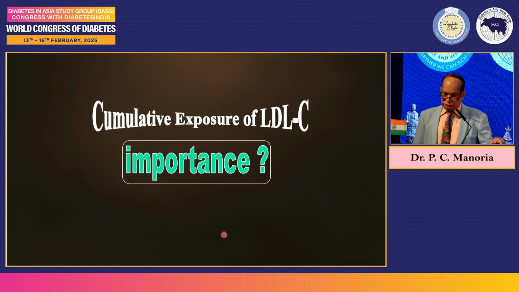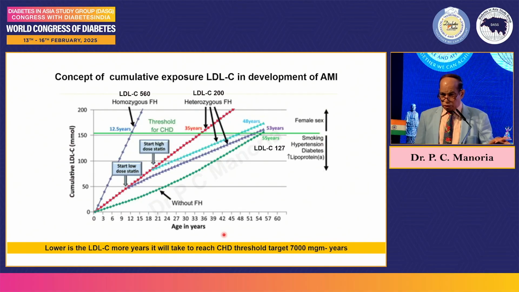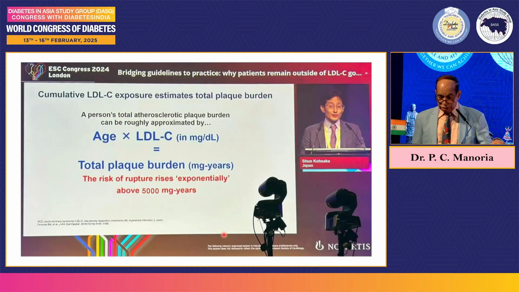Cumulative exposure of LDL we should not forget, and this is beautifully illustrated by FH. If you are a patient of homozygous FH, LDL is above 500 and you develop myocardial infarction at the age of 12.5 years. If you are heterozygous, LDL is usually above 200, you will develop myocardial infarction at the age of 35 years. And this is again a big statement.